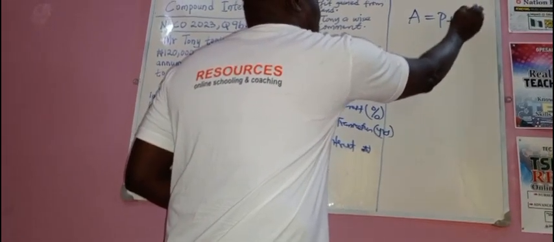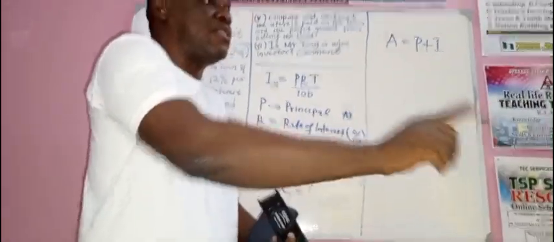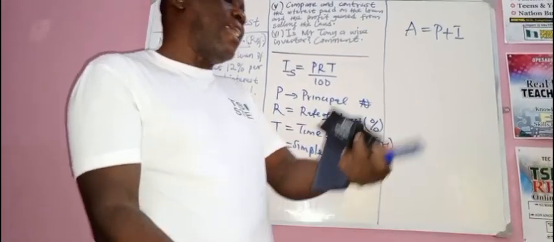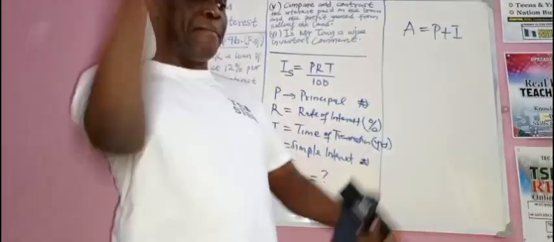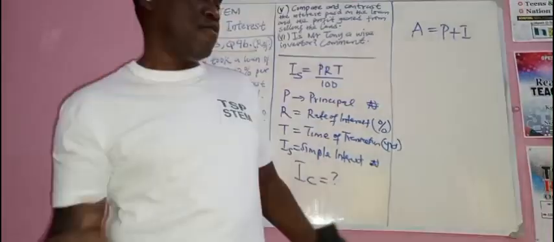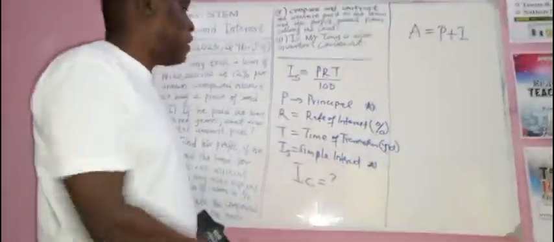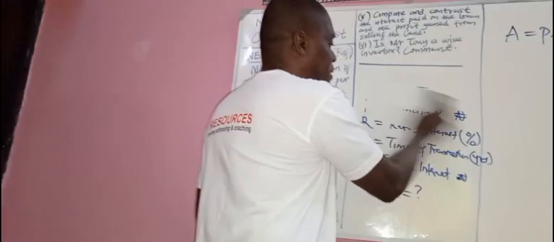Because amount is principal plus interest. Now, the amount you get at the end of the first year becomes the principal for the following year, for another 1 year. You calculate the interest based on that and add it to that preceding amount again to get another amount, which becomes the principal for the next year until you get to the 10th year. Okay? So you need to understand this. So compound interest is cumulative on a yearly basis. I believe you have gotten that.